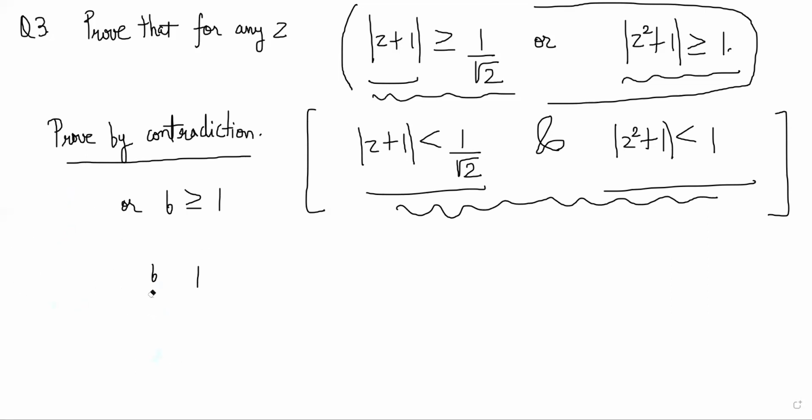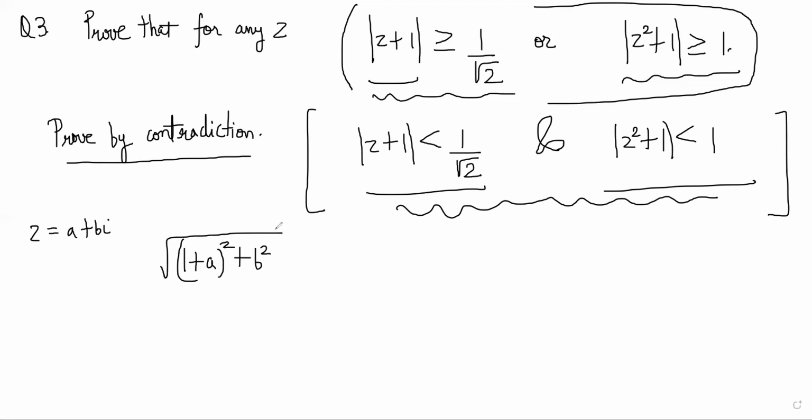So if you assume this, then you can simplify, put Z as A plus BI. This inequality gives you square root of 1 plus A whole square plus B square is less than 1 by root 2. So you get 1 plus A whole square plus B square is less than 1 by 2.